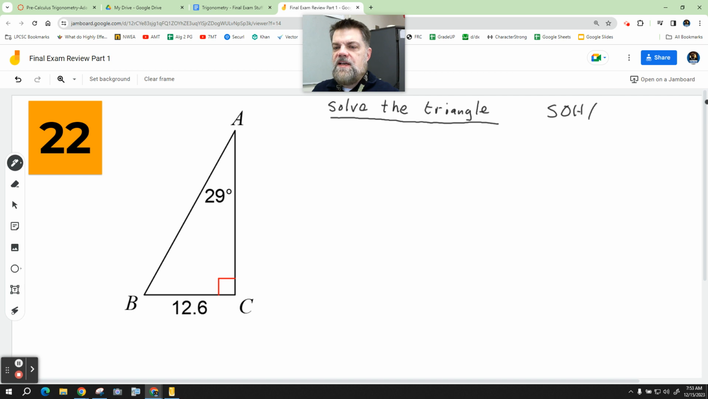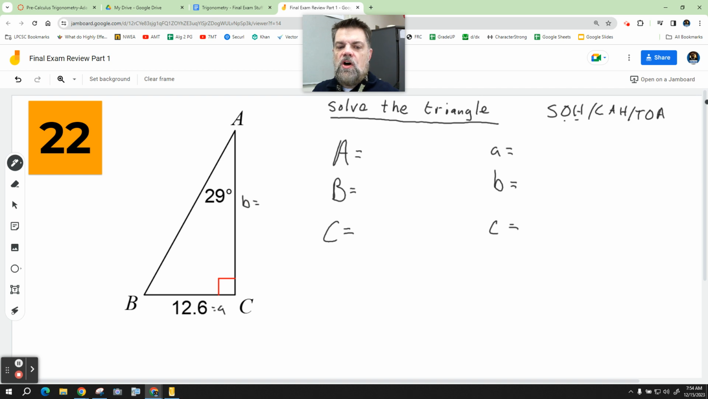Remember that sine is the opposite over the hypotenuse, cosine is the adjacent over the hypotenuse, and tangent is the opposite over the adjacent. The capital letters are the angles, and the lowercase letters are the corresponding side lengths. Here's a capital A, this is lowercase a. Here's a capital B, across from it, lowercase b.